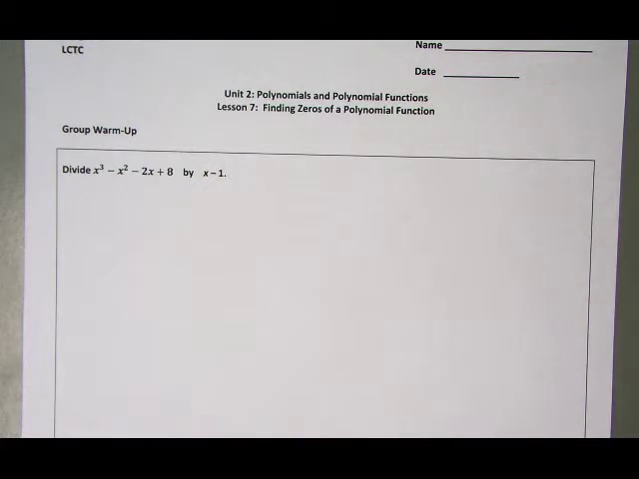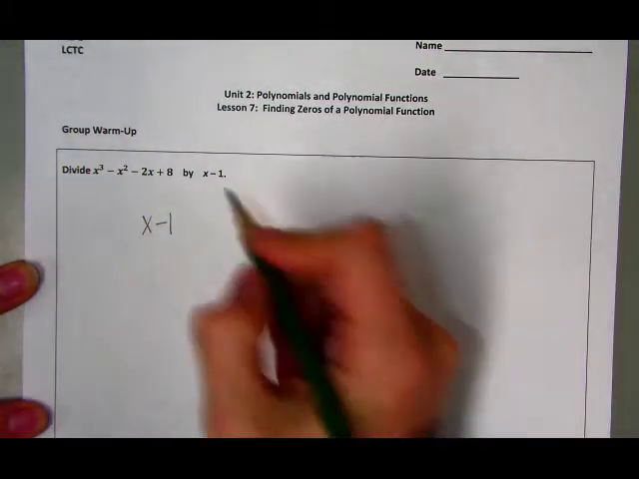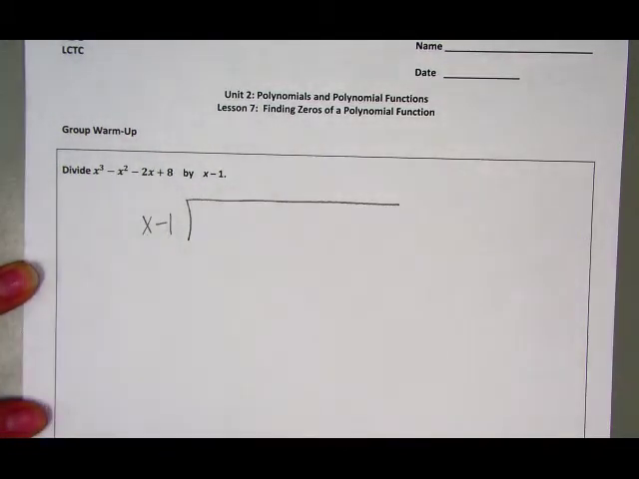graph our polynomial functions. So in Lesson 7, Unit 2, our warm-up asks us to divide x cubed minus x squared minus 2x plus 8 by x minus 1. So if I set this up properly, x minus 1 ends up on the outside, and inside our polynomial we're going to put this cubic function.